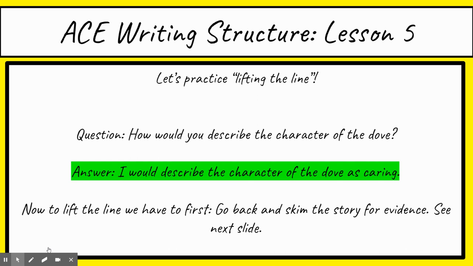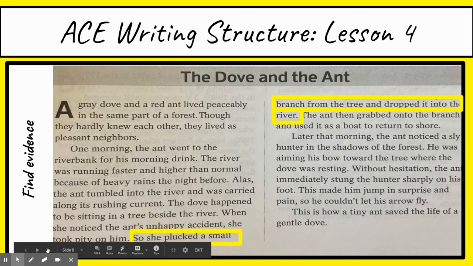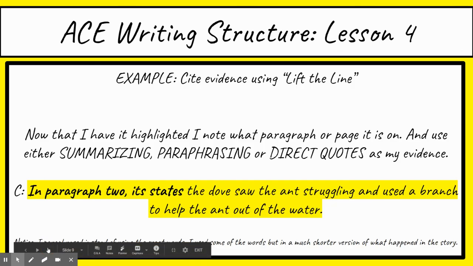Now, to lift the line, we have to first go back and skim the story for evidence. Let's go to the next slide. Here I've gone back and I have highlighted my evidence of the dove being caring. I highlighted, so she plucked a small branch from the tree and dropped it into the river. That's my evidence that I'm going to insert into my C portion of my ACE response. So let's see how I've done that.